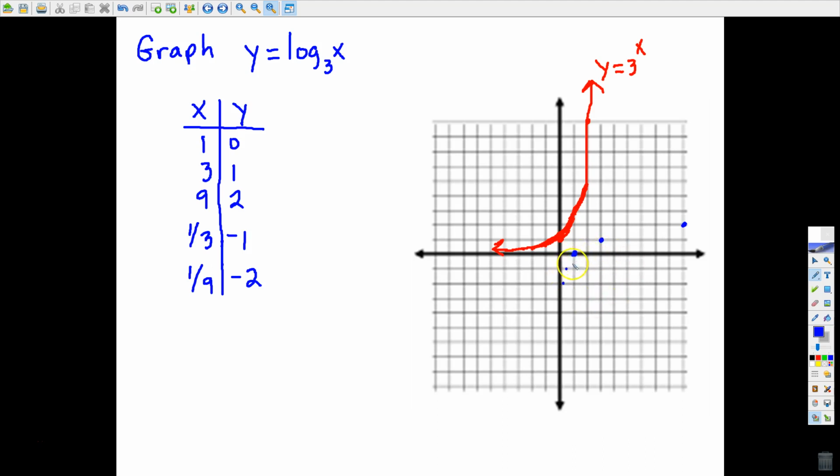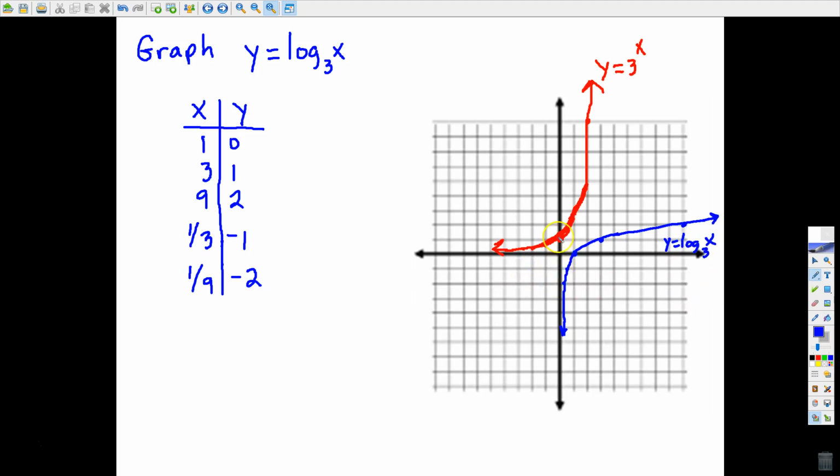Notice how now we're getting values closer and closer to the y-axis. And as we move to the right, as x values get more positive, we continue to go upward. So here's the graph of y equals log base 3 of x. We're going to be approaching the y-axis forever, and we'll just keep going up as we move to the right. I'll go ahead and label this.